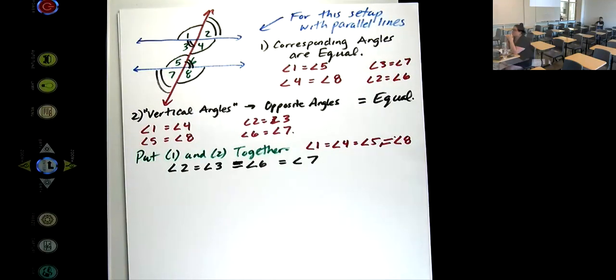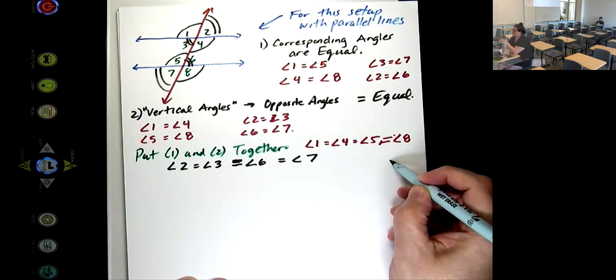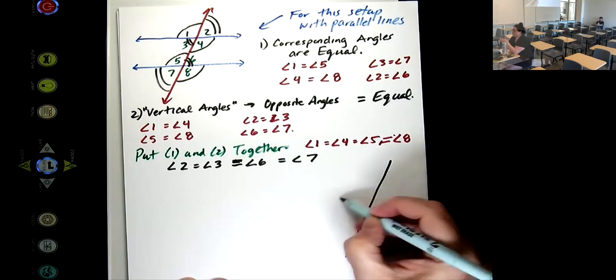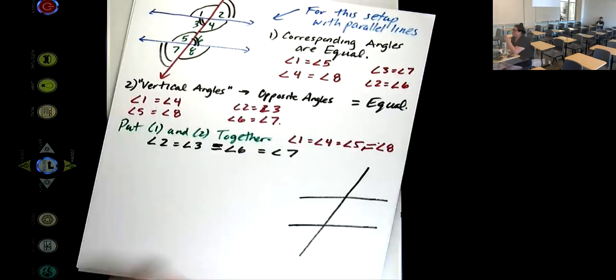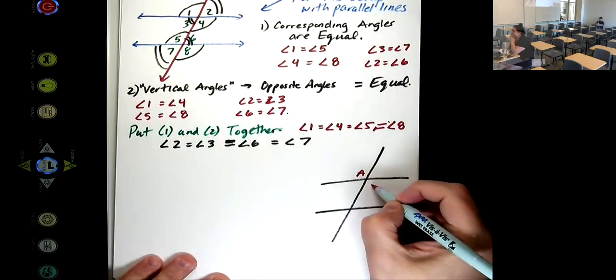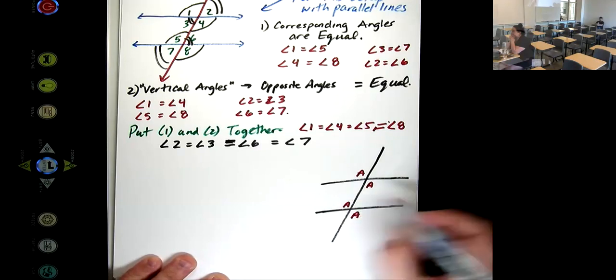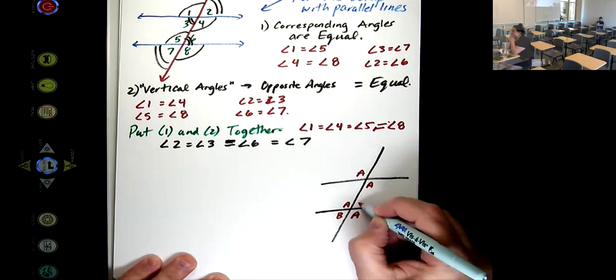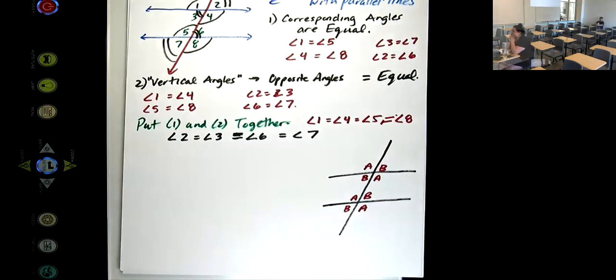So if I were to redraw this, I'm assuming those are the same, those are parallel. I could just as easily call this angle A, angle A, angle A, angle A. And this is angle B, angle B, angle B, angle B. They're all the same value.